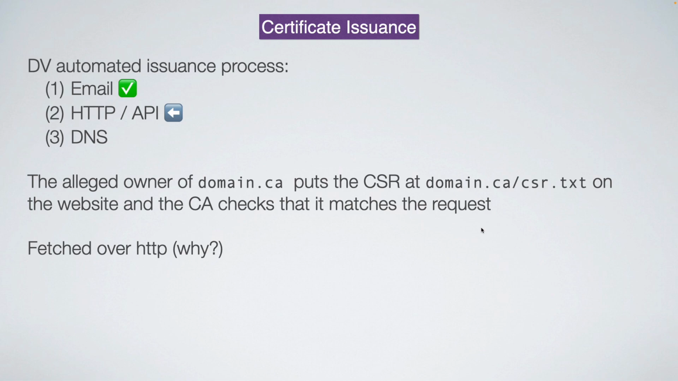So why isn't the CA? CA knows what HTTPS is. It's in the business of issuing certificates. Why would it not fetch that over HTTPS?